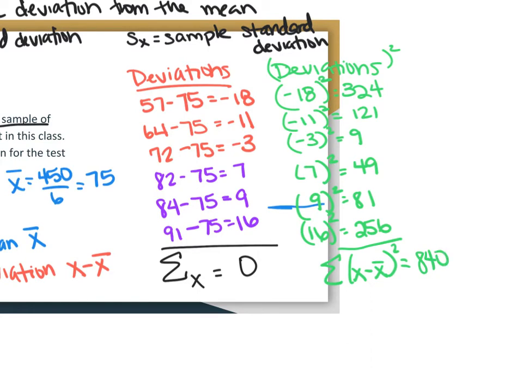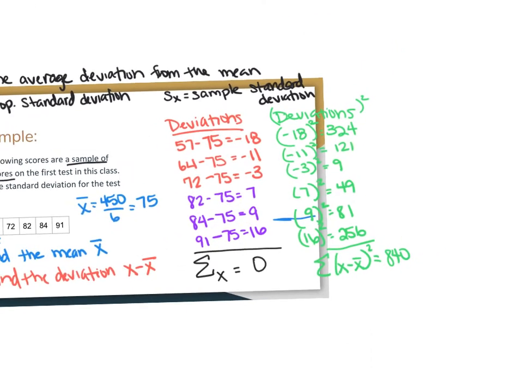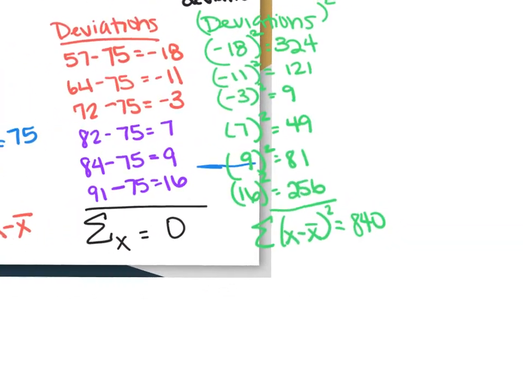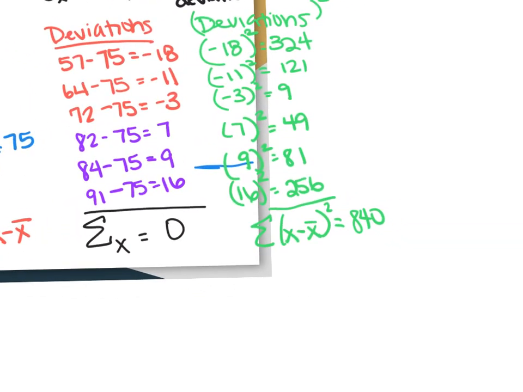By definition, the standard deviation is the average deviation from the mean. So what we found is the sum of the squared deviations. If I want to find that average now, all I have to do is take this and divide it by the total, which is 6. So I'm going to divide 840 by 6. When I divide 840 by 6, I get 140. This is an average, but it is the squared average. It is the square deviation average.